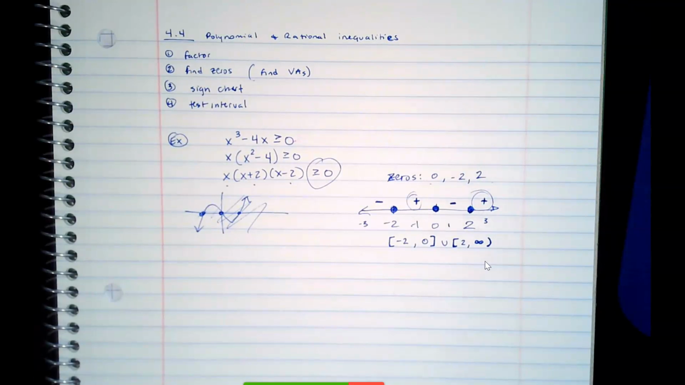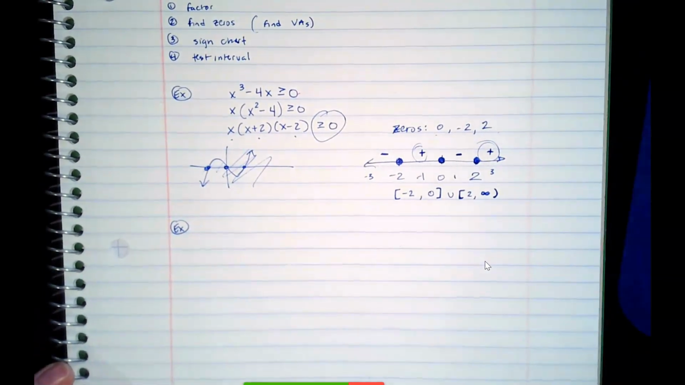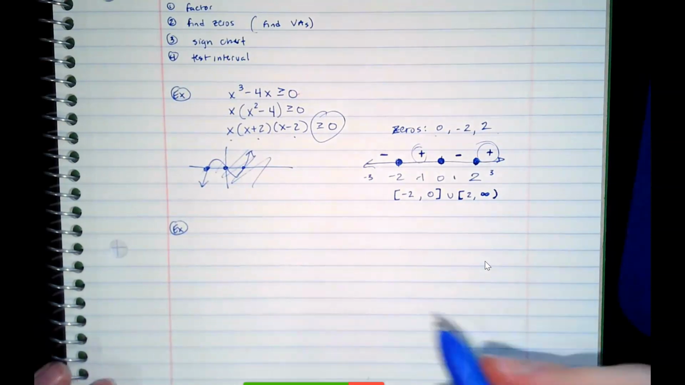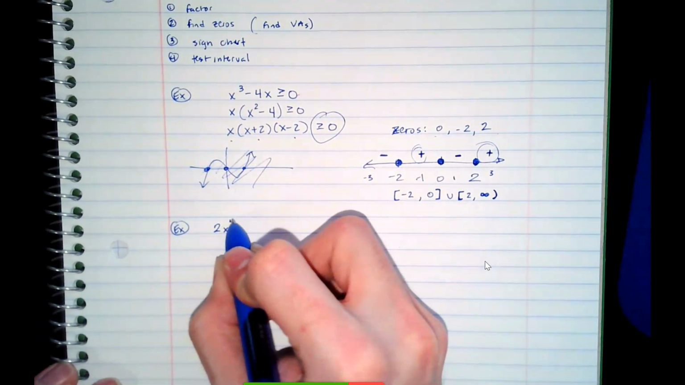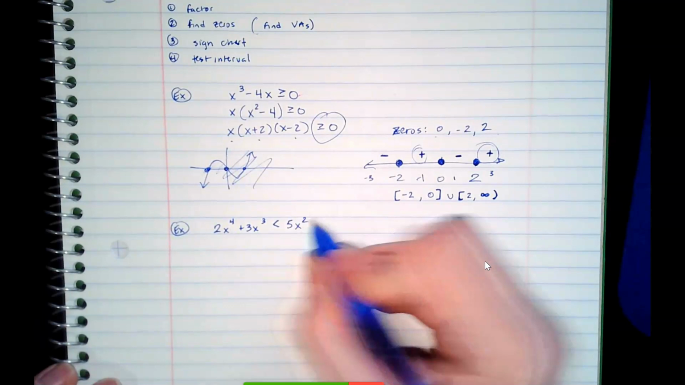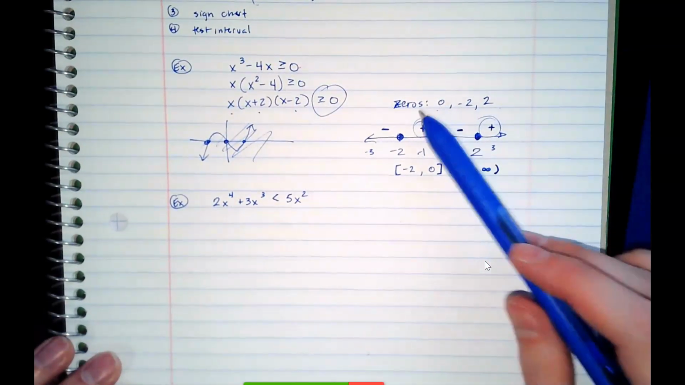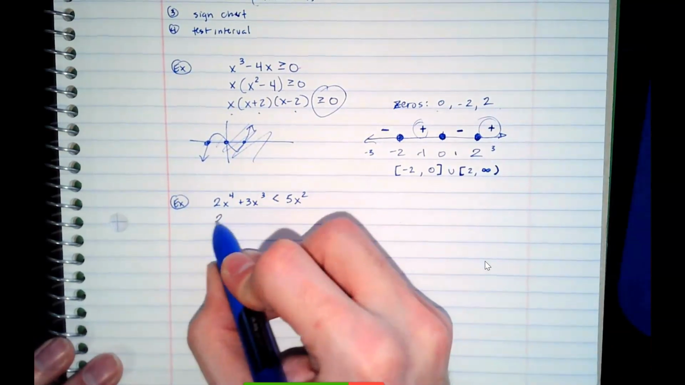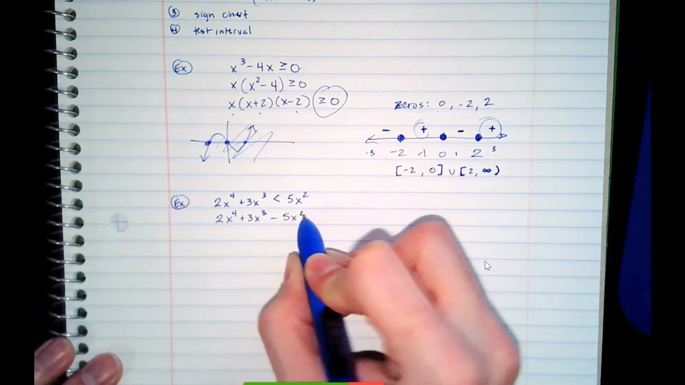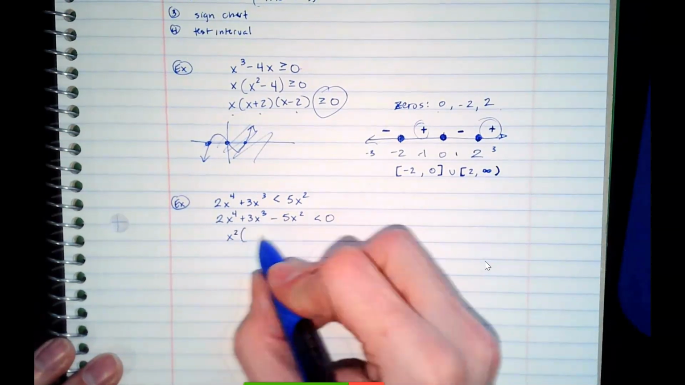Let's do 2 more, and then we'll get to rationals. So another example, I guess I should say, if I write it down and you want to try it before I do it, please just pause and try it yourself. I'm going to do 2x to the 4th plus 3x to the 3rd, and I want that less than 5x squared. So for a problem like this, we want 0 on one side because we need to use the zeros. So we would rewrite this as 2x to the 4th plus 3x to the 3rd minus 5x squared is less than 0. We can factor out an x squared out of everybody.